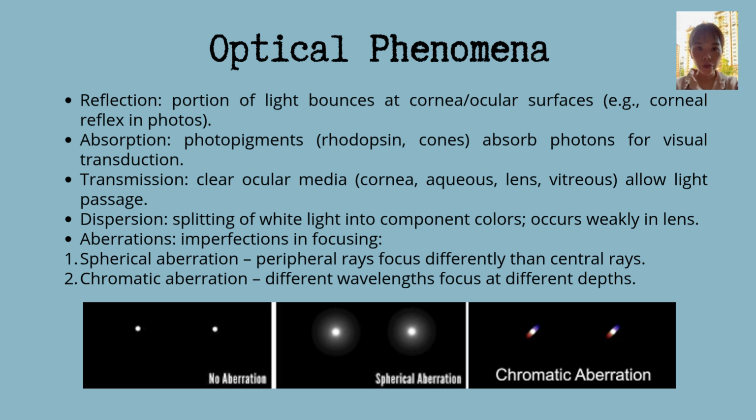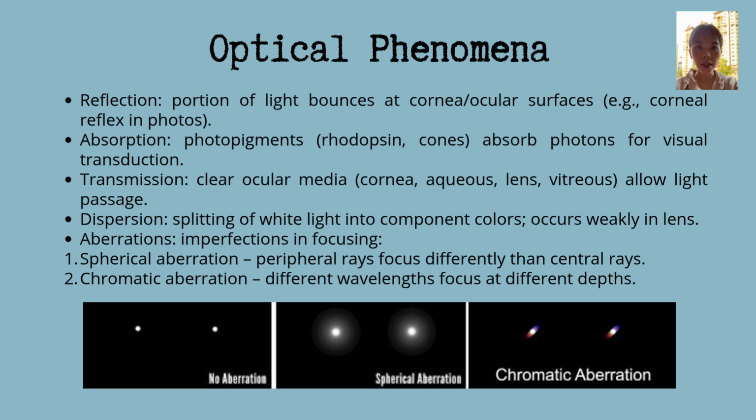In addition to refraction, light undergoes other interactions in the eye. Some light is reflected, such as the small white reflex you see in flash photography. Some is absorbed. Retinal pigments like rhodopsin absorb photons to start vision. Most light, however, is transmitted through the clear ocular media.